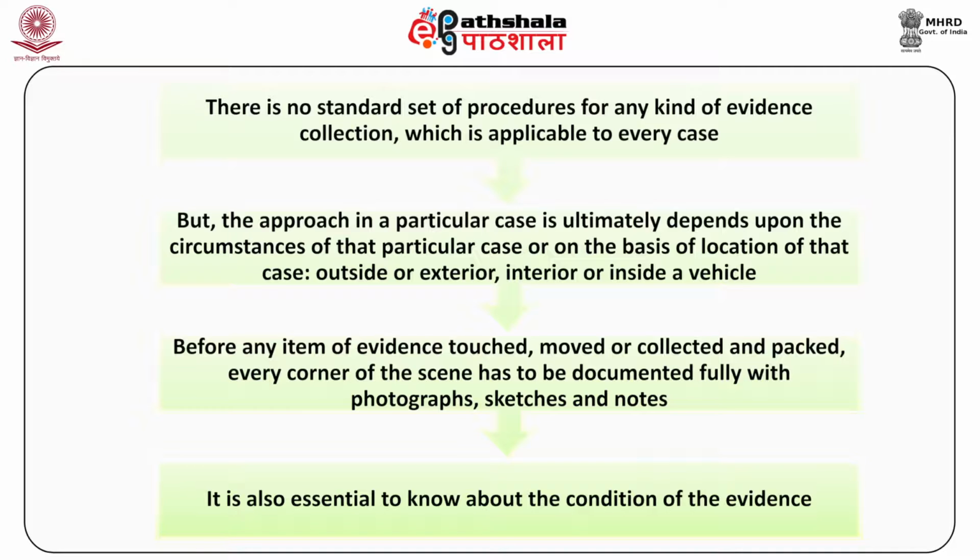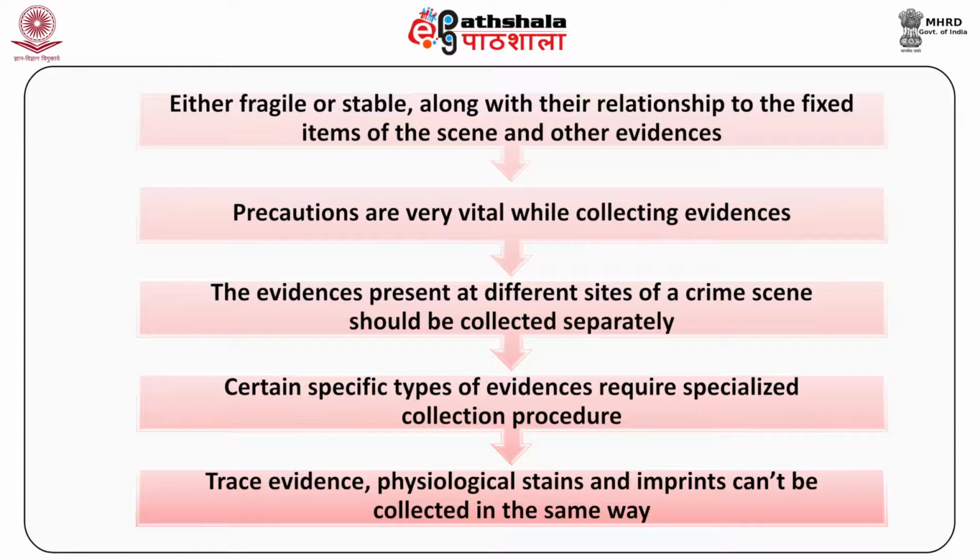It is also essential to know about the condition of the evidence, either fragile or stable, along with their relationship to the fixed items of the scene and other evidences. Common sense precautions are very vital while collecting evidences. For example, the evidences present at different sites of a crime scene should be collected separately. Certain specific types of evidence require specialized collection procedures. For example, trace evidences, physiological stains and imprints can't be collected in the same way.